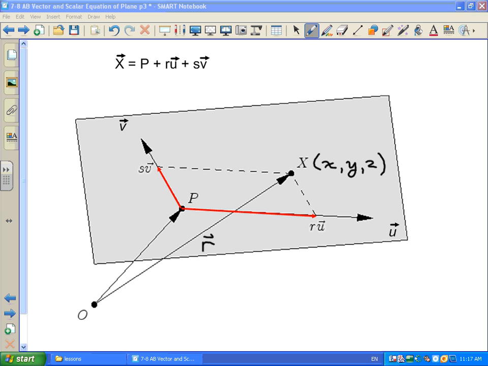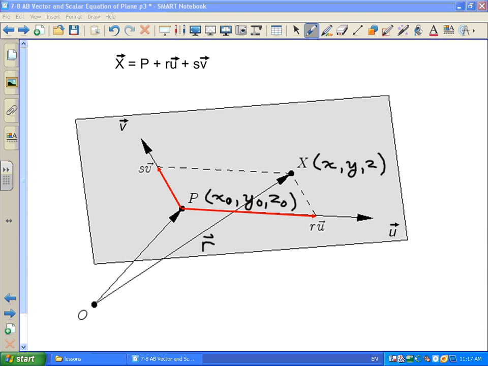So that's point P, or in our terminology, that was x naught, y naught, z naught. So that gives us the vector from the origin to the plane. So we've gotten into this plane here. Now once we're in the plane, we want to be able to go from that point P, which is like our starting point, to any other point that is in this plane.